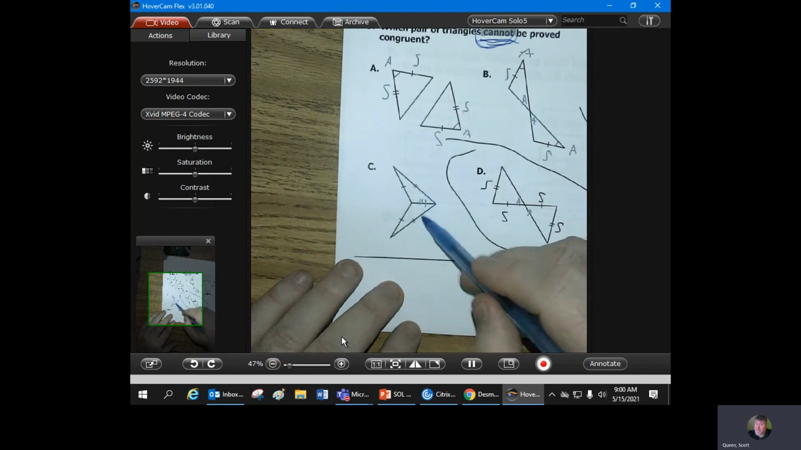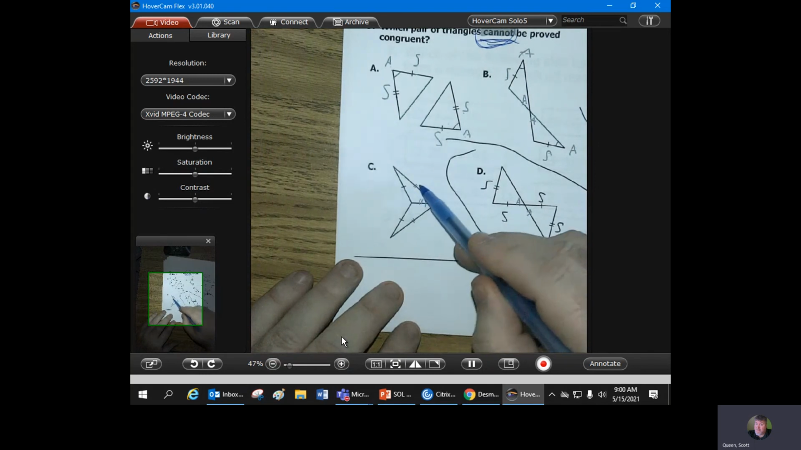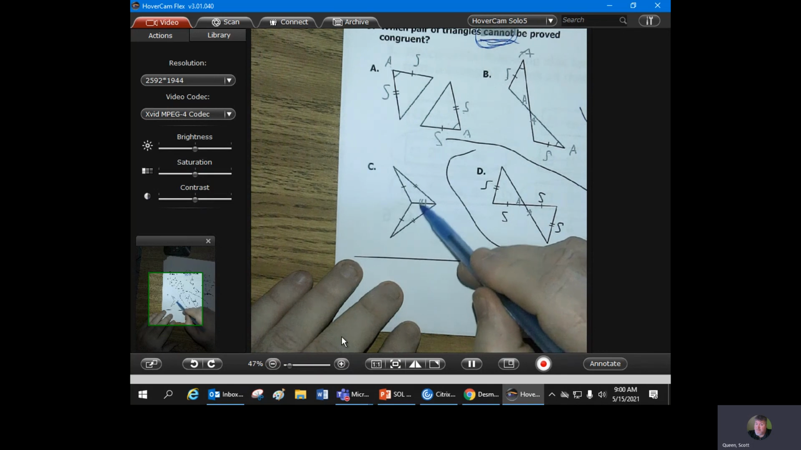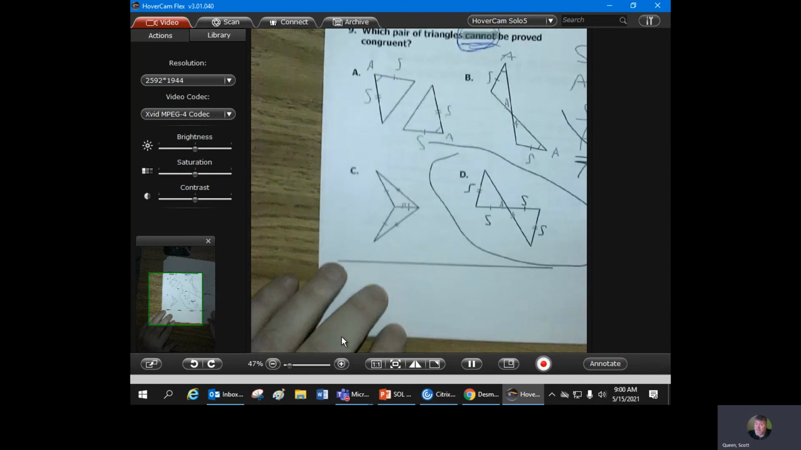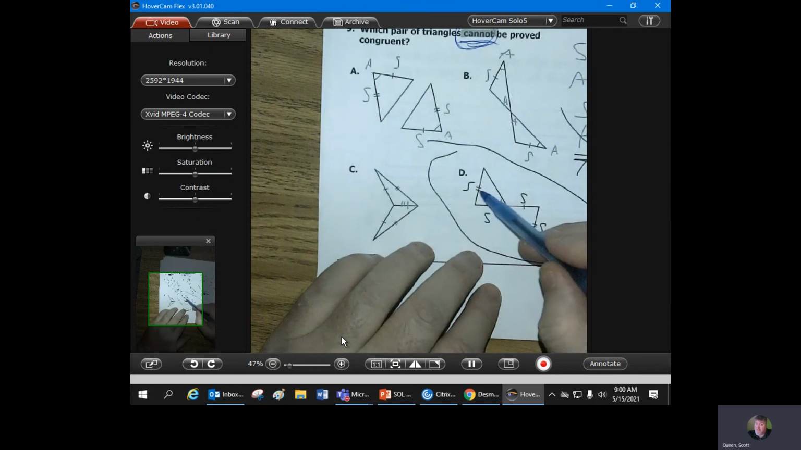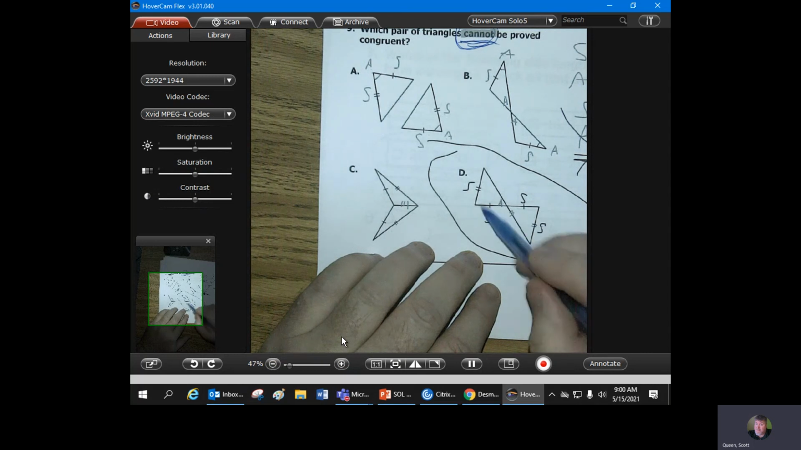C, I got two triangles and they're sharing a side. Side, side, and that third side that they share with the reflexive property, they share that side too. So side, side, side. Now I got D, all right? I got a side, and they have a vertical angle. Side, side, angle. So we got ASS.